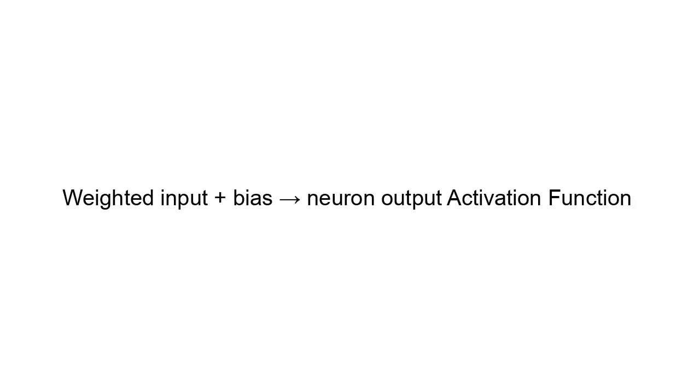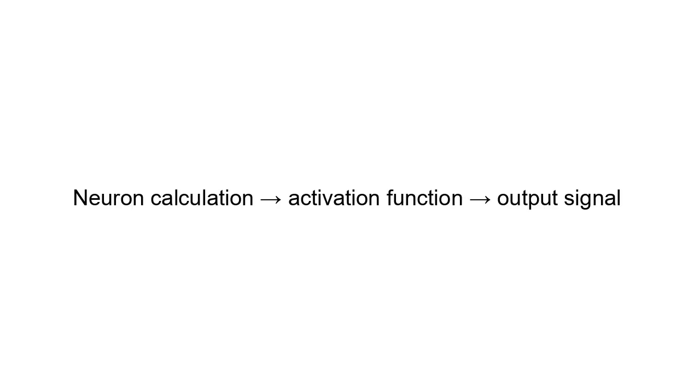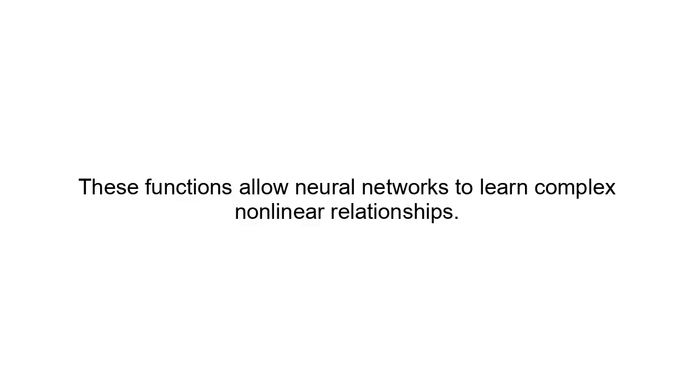Activation function. Activation functions decide whether a neuron should activate. Example concept: neuron calculation, activation function, output signal. Common activation functions include ReLU, sigmoid, tanh, softmax. These functions allow neural networks to learn complex nonlinear relationships.